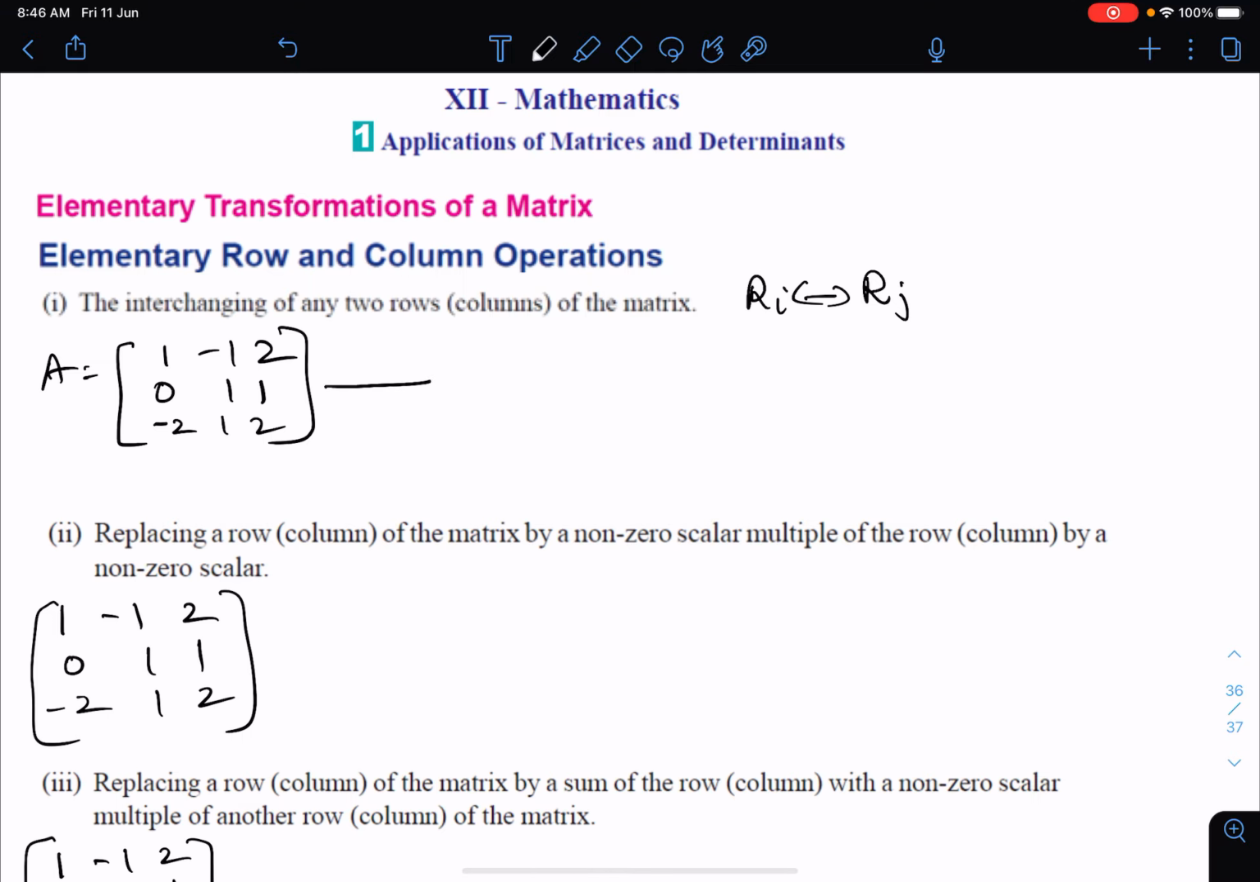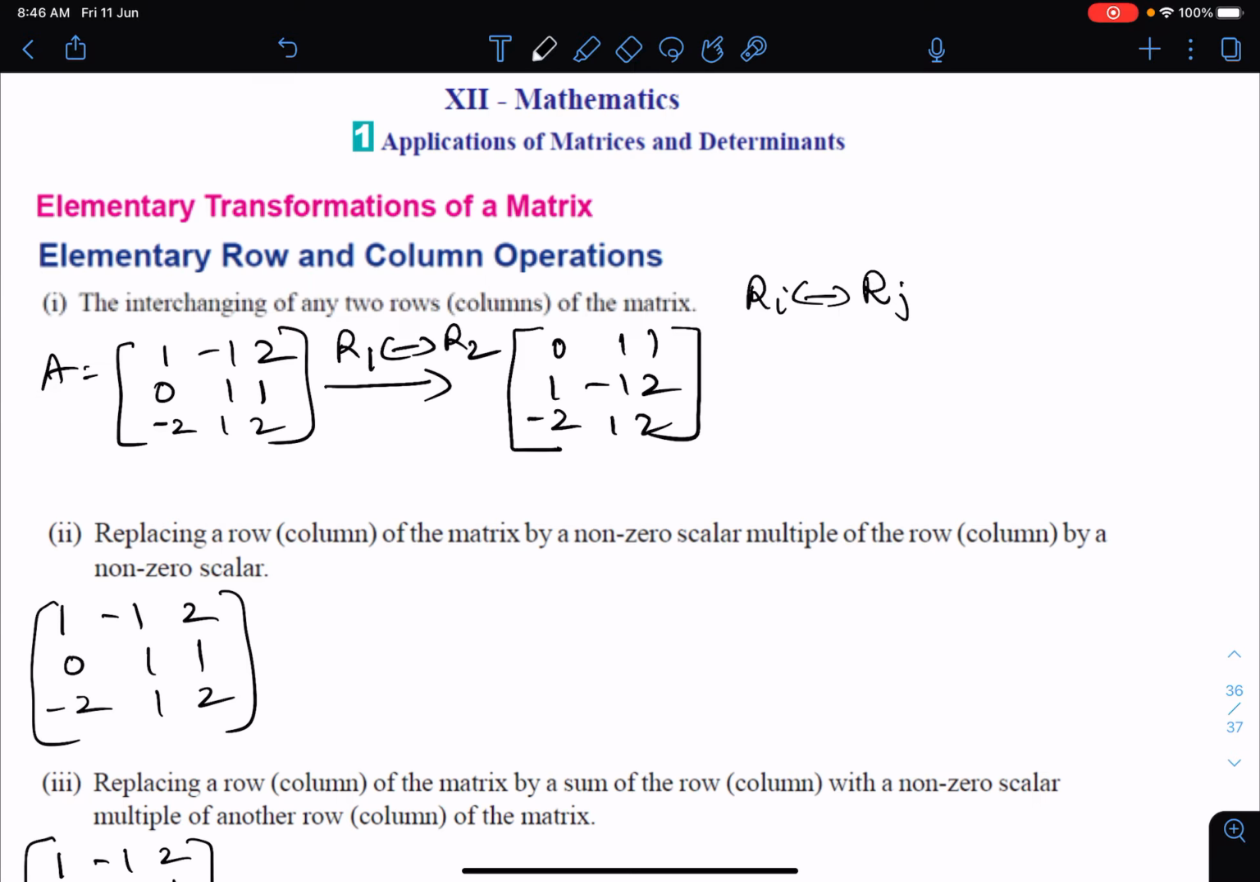So here I have taken a matrix. I am going to interchange R1 with R2. So R2 comes first: 0, 1, 1, 1, minus 1, 2, and our R3 remains the same. So this is the interchanging. So I should put an arrow mark on both sides.